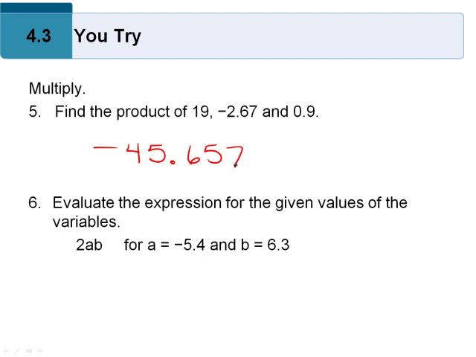Number 6. Evaluate the expression for the given values of the variables. So we have the expression 2ab for a equals negative 5.4 and b equals 6.3. So we're going to have 2 times negative 5.4 times 6.3. I'm just going to multiply straight across. Now, we've only got one negative in there, which means that the answer is going to be a negative. So you're going to do 2 times 5.4 times 6.3, and you get 68.04. And it's a negative. We figured out the sign to begin with.